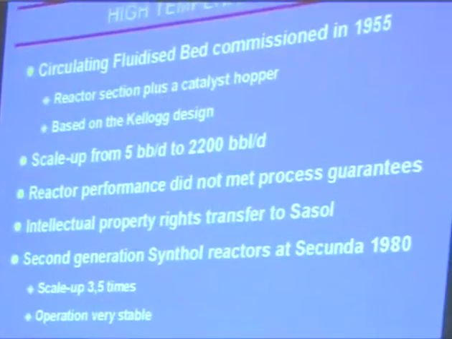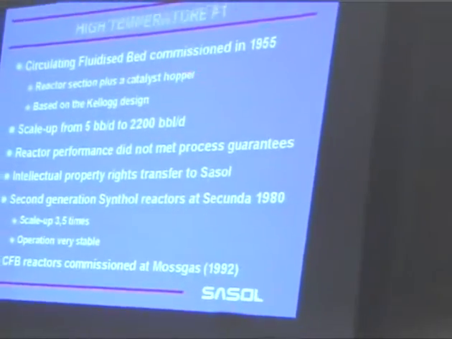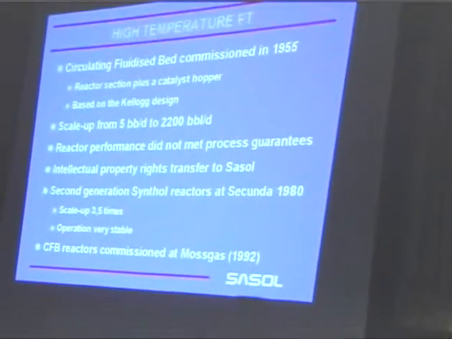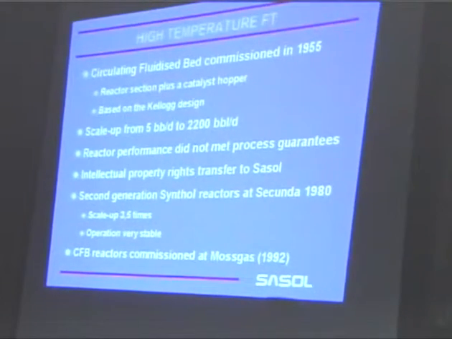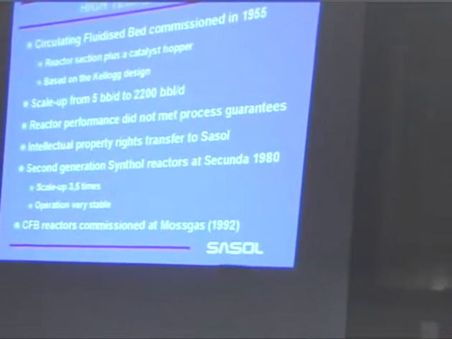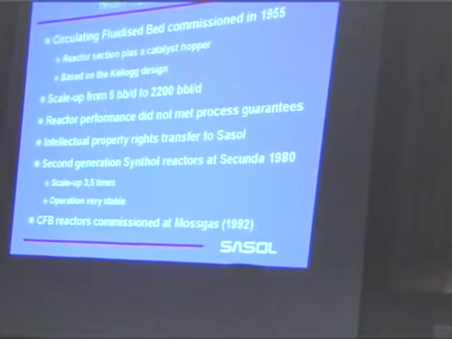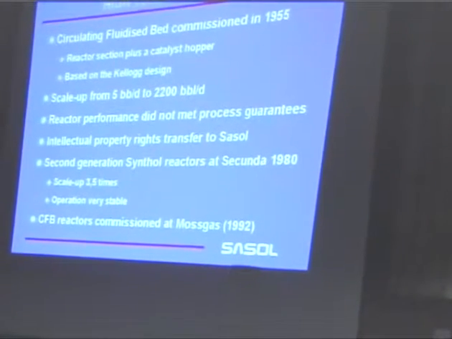But let us have a look at the high temperature FT. The circulating fluidized bed reactors were commissioned in 1955, two of them. As Mark said this morning, it was based on the Kellogg design, and the reactor consists of a reactor section and also a catalyst hopper, and I will show you a diagram which I've already seen today as well. Very important, it was a significant scale-up, from a couple of barrels per day to about 2,200 barrels per day.